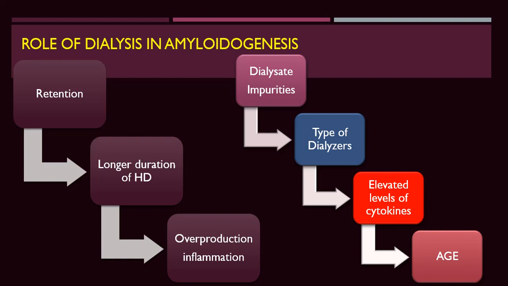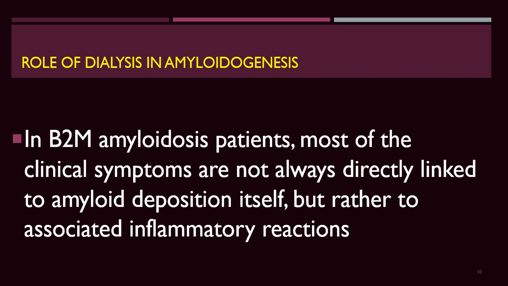Advanced glycation end products can also contribute to the deposition. In beta 2 microglobulin amyloidosis patients, most of the clinical symptoms are not always directly linked to amyloid deposition itself, but rather to associated inflammatory reactions. So the patients usually have pain and disabilities not only from the deposition, but from the inflammatory reactions around the deposition.